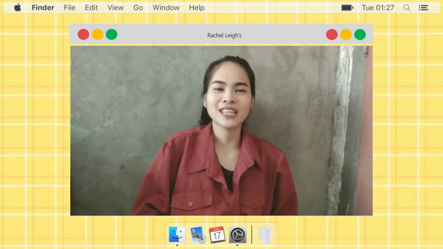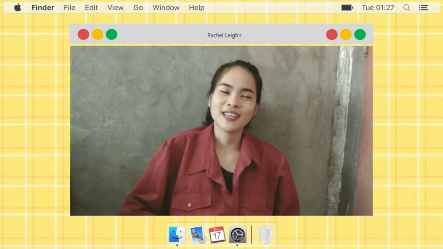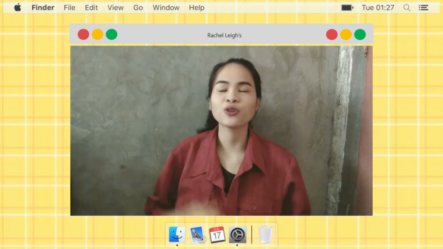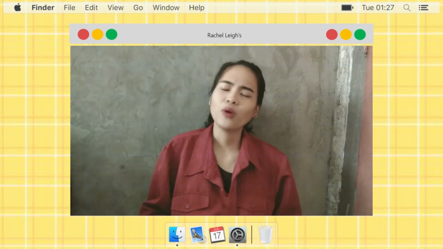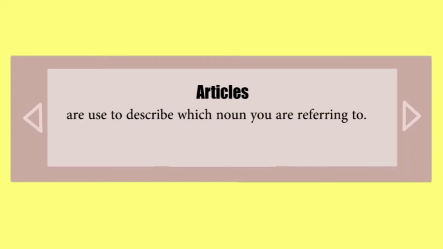And moving on to the last type of adjectives, the articles. Yes, articles are also adjectives and they also have their own part of speech. What are articles? Articles are used to describe which noun you are referring to. A, an, and the are examples of articles.